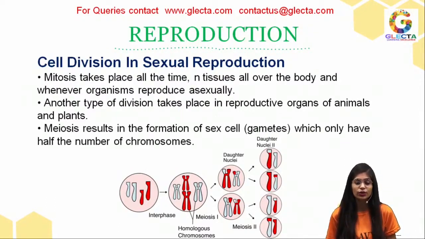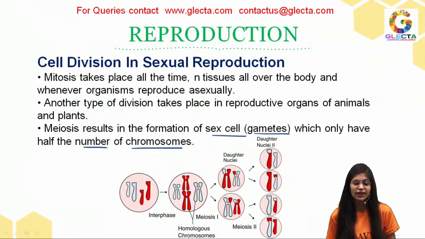Meiosis results in the formation of sex cells, which are also known as gametes, which only have half the number of chromosomes. If you look at the diagram below, you can see that here there are a lot of chromosomes which are multiplying themselves in the stage of DNA replication. After that, when meiosis happens, 4 daughter cells are formed, and each one of them has half the number of chromosomes present in the parent cell.